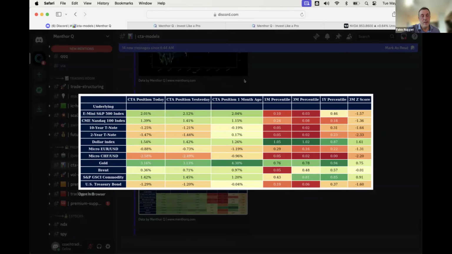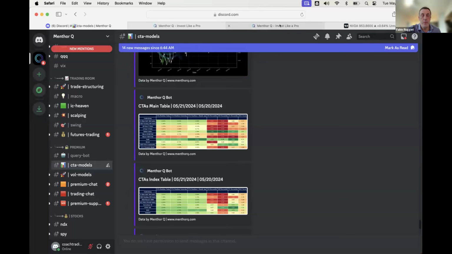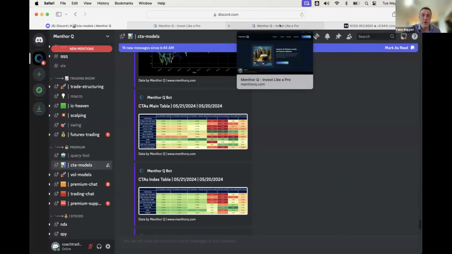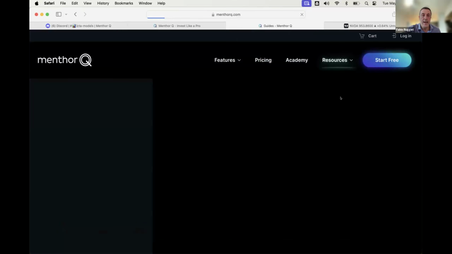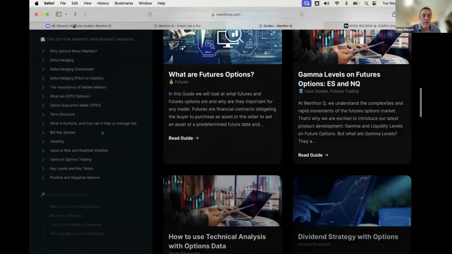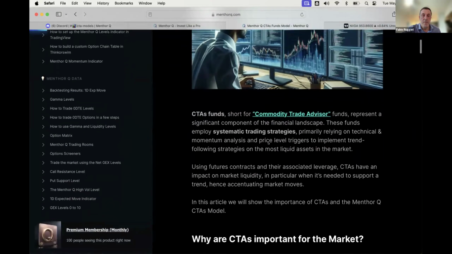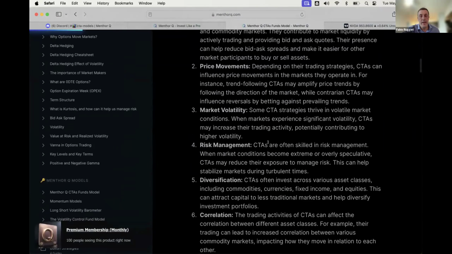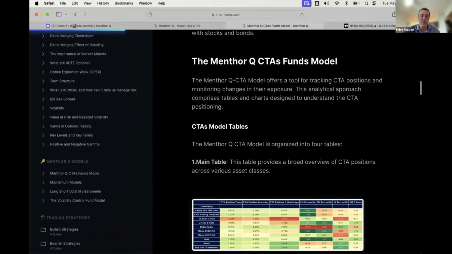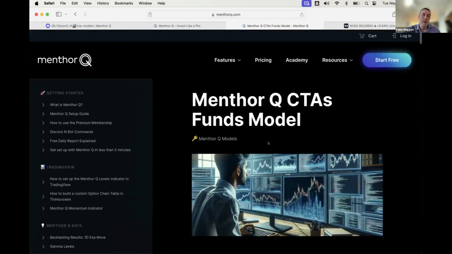The way you look at those is to look at the table, at the positioning today compared to the change. You also have different percentile numbers here, and we also have additional documentation on the website. If we go to our website under resources and guides, you will find all the different models below. Here you have the commodity trade advisory fund models, with the explanation of all the different columns, all the different tables, and so on. But essentially, it's a confirmation of where liquidity is moving, by looking at different systematic strategies. Let me know if that was clear.